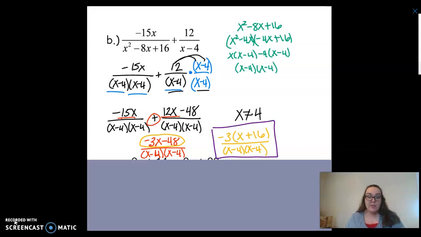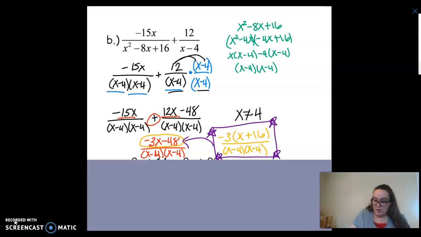Negative 3 times x plus 16. I have factored the numerator, and that's simplified. Big idea: if you try this answer and it didn't work, try plugging it in that way. Sometimes they're a little bit pickier than I am, but this one right here is what I would want as your answer.